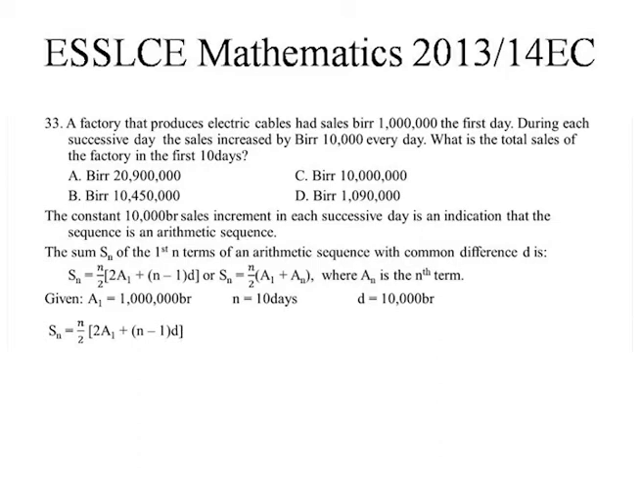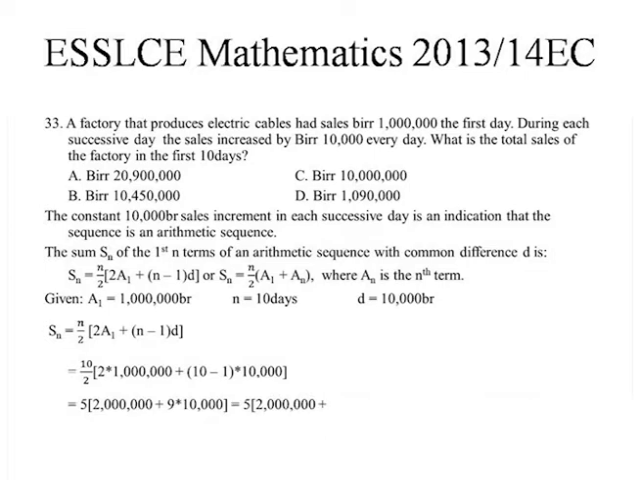Plugging the givens into their appropriate places, we will find n is 10 divided by 2 times (a sub 1 is 1 million plus (n minus 1), that is 10 minus 1, times d, that's 10,000). 10 divided by 2 is 5 times (2 times 1 million is 2 million plus 10 minus 1 is 9 times 10,000, which is 90,000), which gives us 5 times (2 million plus 90,000, that's 2 million 90,000). 5 times 2 million 90,000 is equal to 10,450,000 birr. So choice B is the right answer.